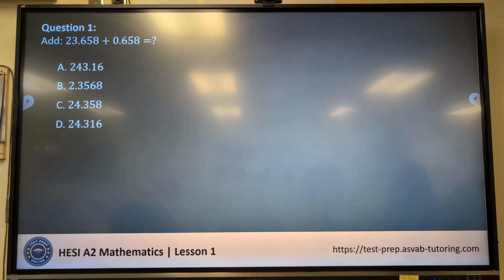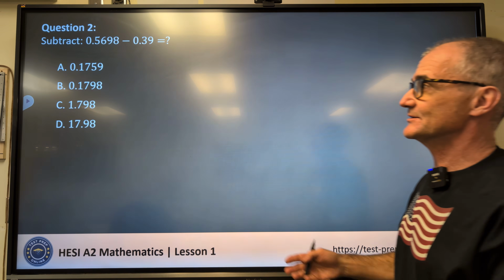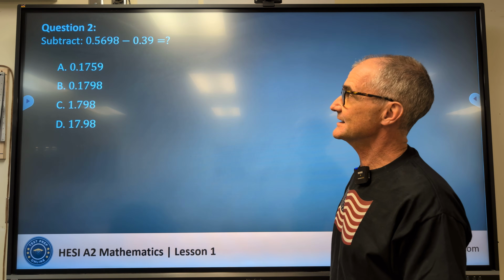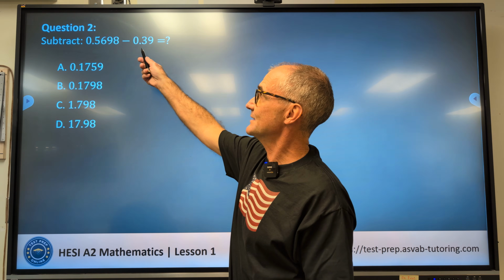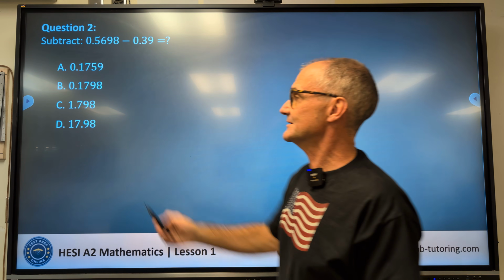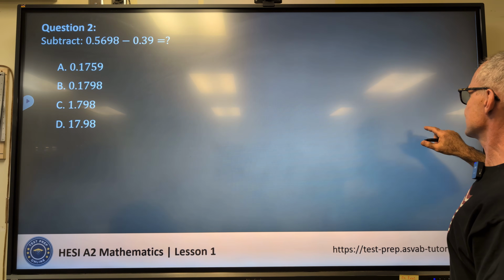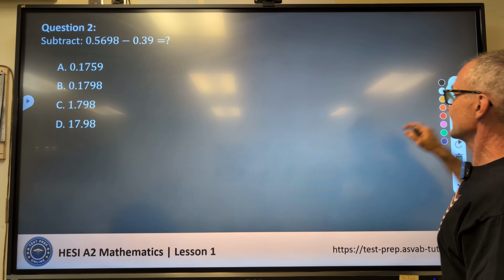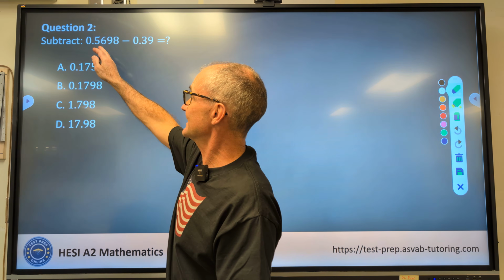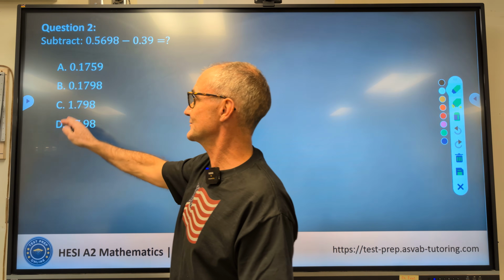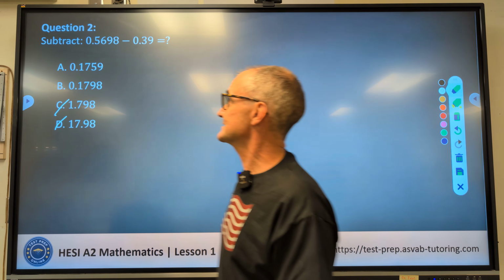We'll roll up here. Subtracting decimals. So the rule here is going to be exactly the same. This is less than 1 minus less than 1. So I could see it's going to be one of the first two answers there. I could cross out these because I can't have less than 1 minus less than 1 be more. So those don't even make sense.